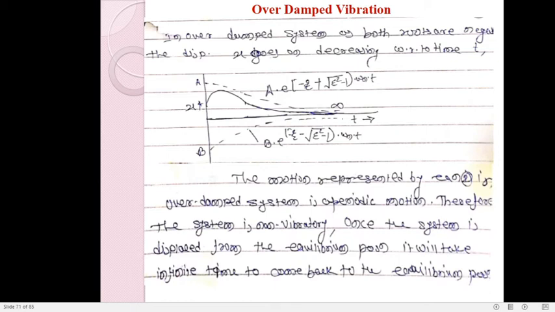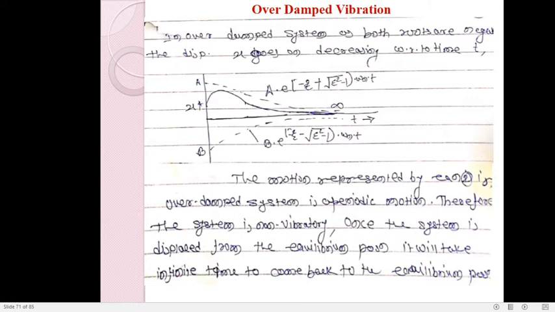The motion represented by equation 2, that is our x equation for displacement, in an overdamped system is aperiodic. Therefore, the system is non-vibratory. Once the system is displaced from the equilibrium position, it will take infinite time to come back to the equilibrium position.